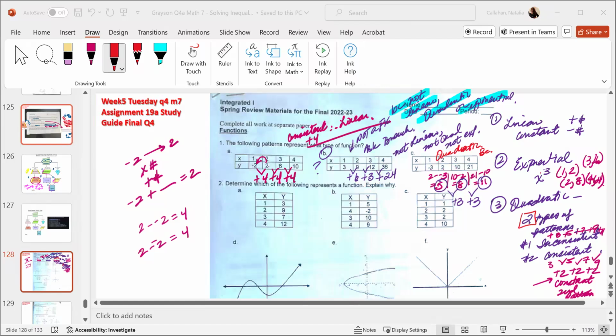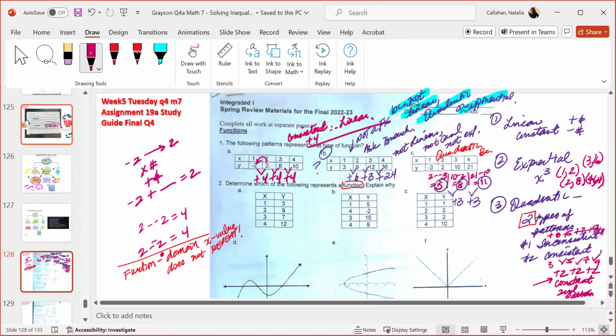Determine which of the following represents a function. Okay. A function, remember, write it down. The domain, which is the x value, does not repeat. That's the first thing. Second thing, it passes the vertical line test, right? So let's take a look over here.